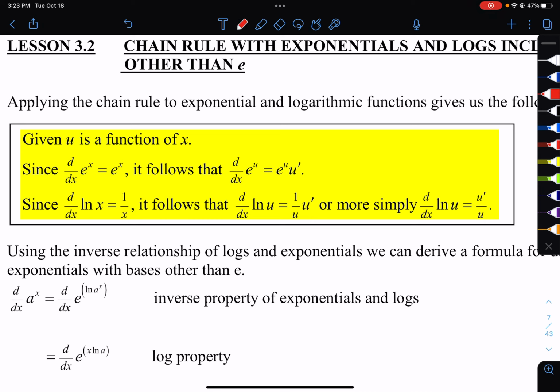But what if the x is not just an x? What if the x is some other function? Like, let's say that I wanted to take the derivative of e to the 3x squared. So instead of just an x up top, I've got another function, 3x squared. Now, I have a formula that tells me what to do. First things first, the chain rule is still the chain rule. I'm going to take the derivative of the outside, leave the inside the same, and then multiply by the derivative of the inside.